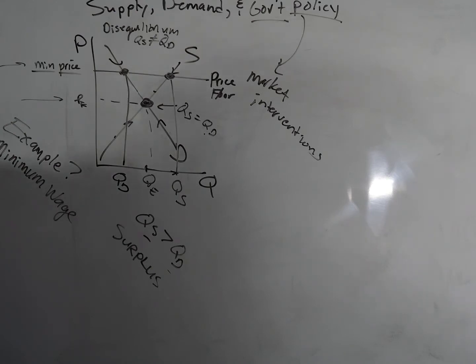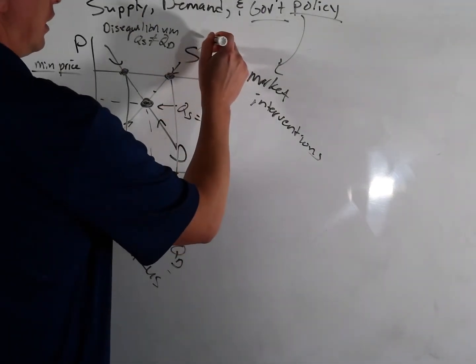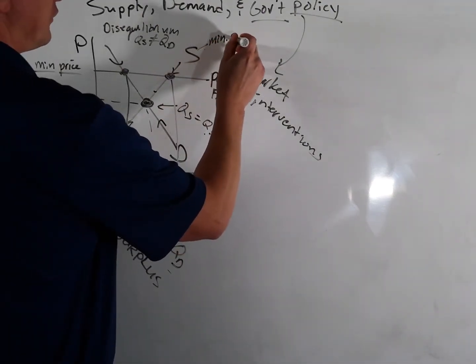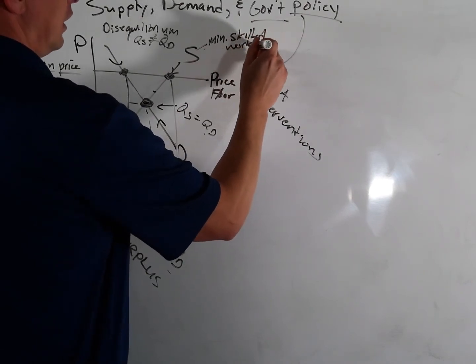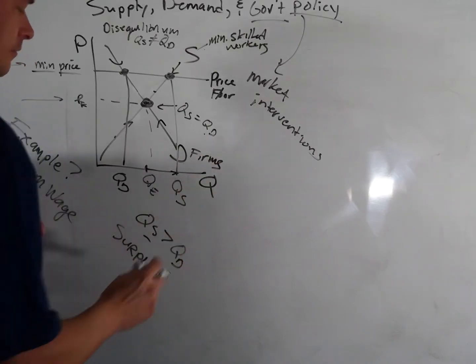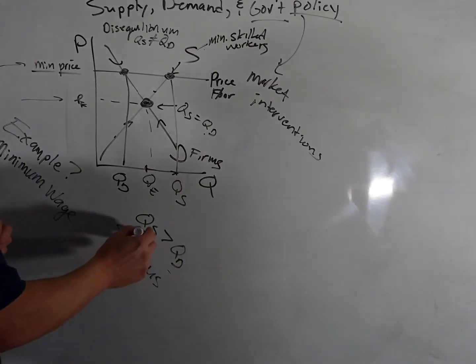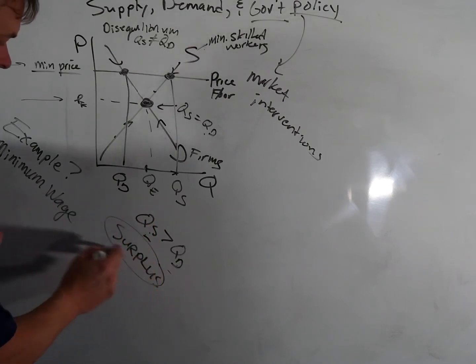And so when we have a situation where quantity supplied and quantity demanded do not equal, in this case supply exceeds demand, so we have a surplus, who are my suppliers here? Well, your suppliers are minimally skilled workers. And your demanders are firms looking for minimally skilled workers. Okay? And when your supply exceeds your demand, your supply is labor, this surplus is unemployment.